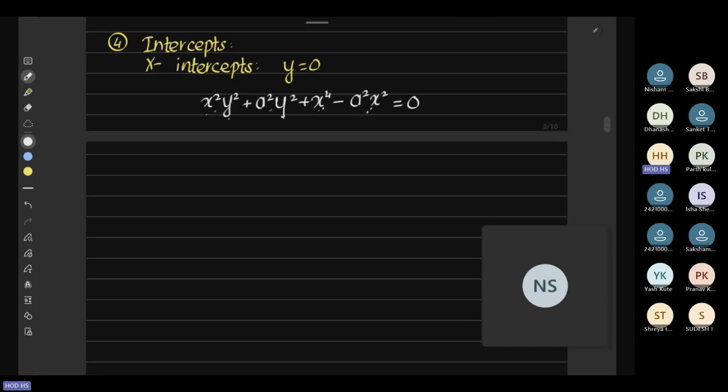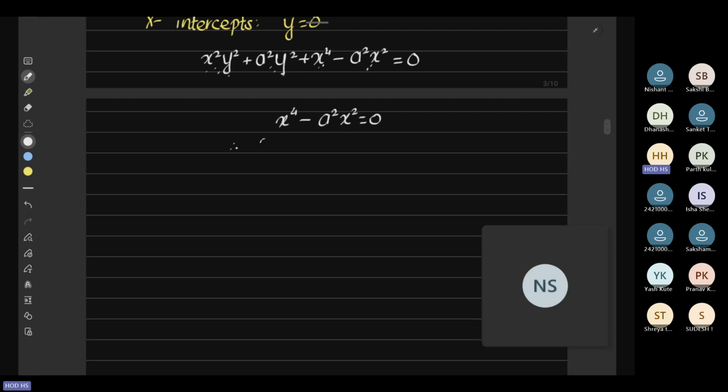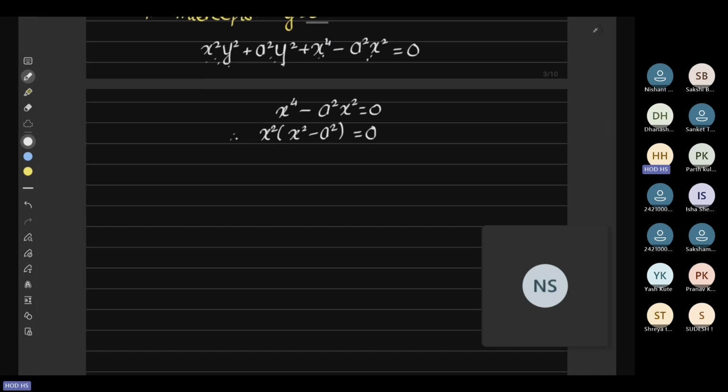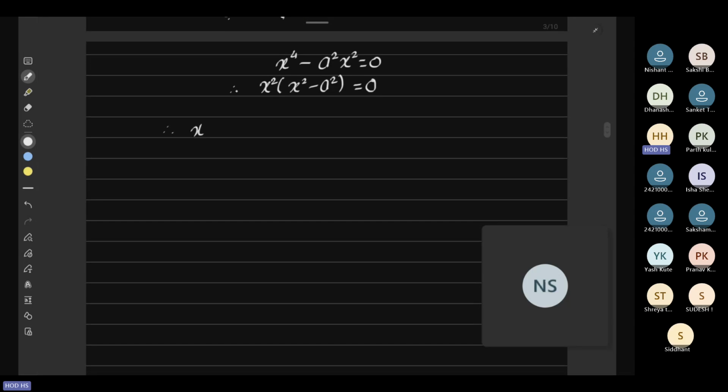So if I substitute y is equal to 0, this term is 0, this term is 0. So I have x power 4 minus a²x² minus x² is equal to 0. Therefore, x²(x² minus a²) is equal to 0. So the values for x I will get are x is equal to 0, x is equal to 0, x is equal to a, or x is equal to minus a. So notice that since the origin was a double point, we get these repeated values. So this also confirms that origin was a double point.